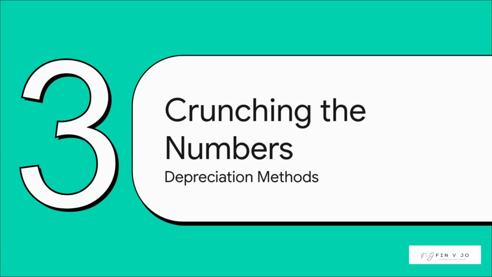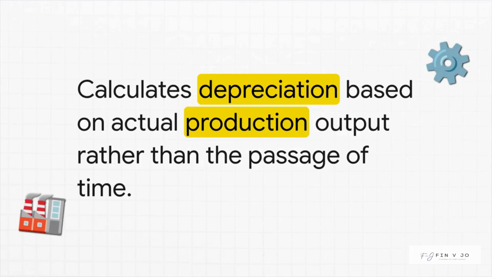Now for Section 3, Crunching the Numbers, Methods. Okay, time for the heavy lifting. Let's look at how to actually calculate these allocations step by step. First up is the production units method. This one is super practical for manufacturing businesses because it ties the expense directly to machine usage. Instead of asking, how many years will this last? It asks, how many units can this machine pump out before it totally breaks down?